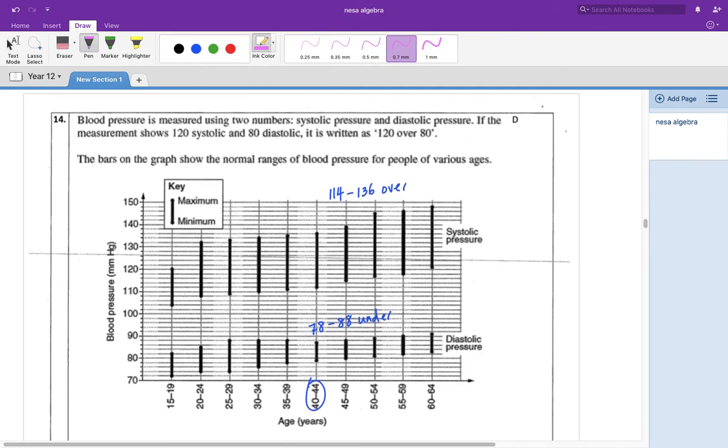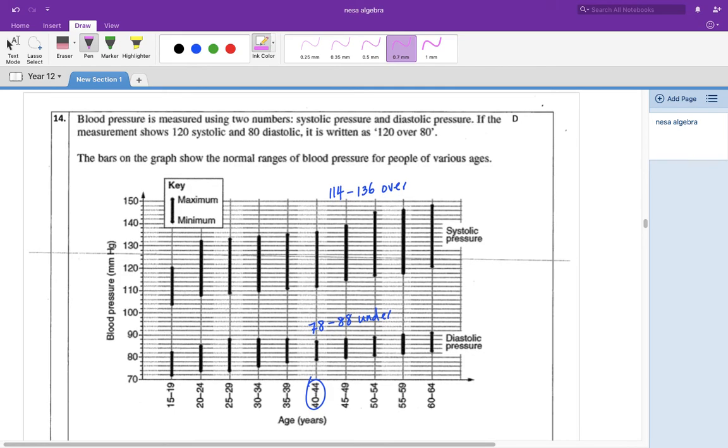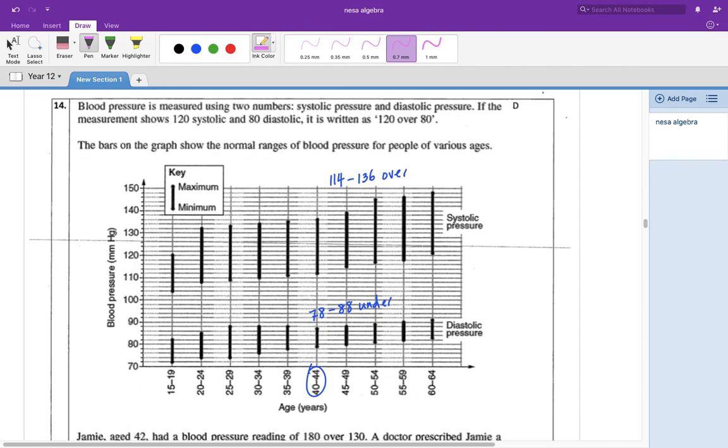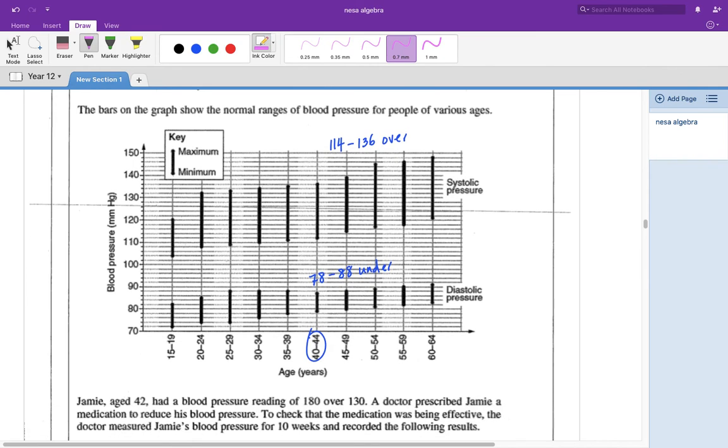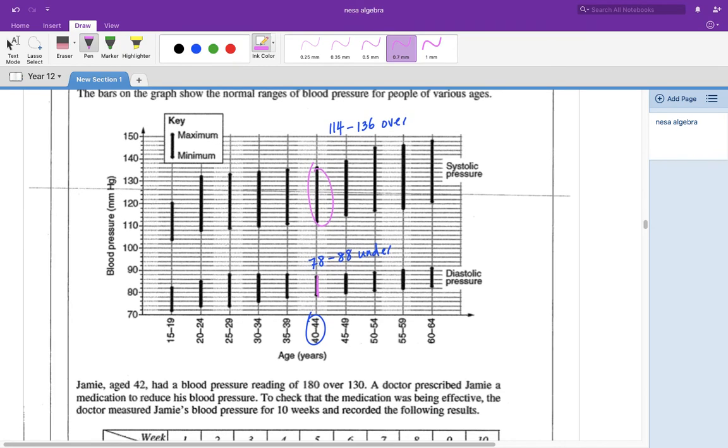Alright, question 14 is a blood pressure question. So these black lines just tell you the minimum and maximum. So for the top one, for his age, Jamie is 42, which is this age group. For the top one, she can have 114 to 136. As long as the top one is in that range, it's a reasonable number. And for the bottom one, as long as it's in 78 to 88, that's what I get from just reading horizontally to the blood pressure measure. As long as it's between 78 to 88, it's normal.